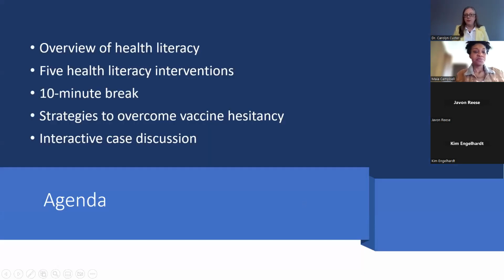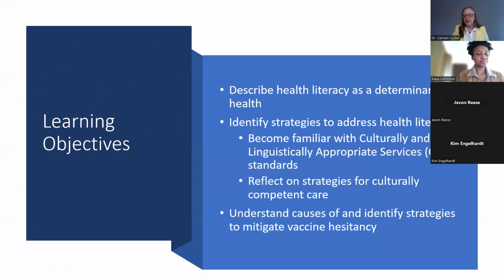So our agenda for today, we're going to do a pretty brief overview of health literacy, and then we'll talk specifically about 5 health literacy interventions to improve health literacy. We'll take a short break, maybe 5 minutes, not 10, go through some strategies specifically for vaccine hesitancy and COVID, and then end with a case discussion if we have time. The things that we'd like you to take away from this are being able to describe health literacy as a determinant of health, identify strategies like we just talked about, becoming familiar with culturally and linguistically appropriate services and standards, and understand the causes of and strategies for vaccine hesitancy specifically.